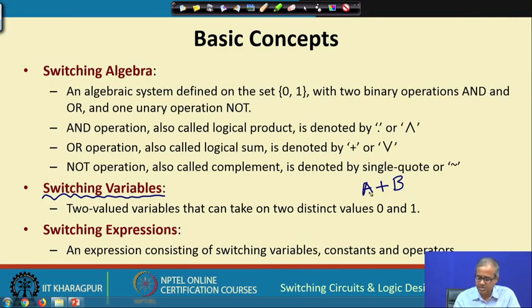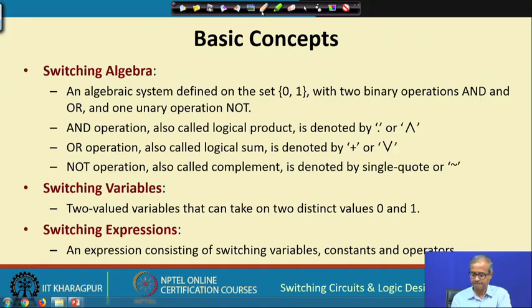The point to note is that because we are talking about switching algebra, these a and b variables can only take 2 values, 0 or 1, nothing outside that. And switching expression is a general definition. It is an expression consisting of switching variables, constants and operators.